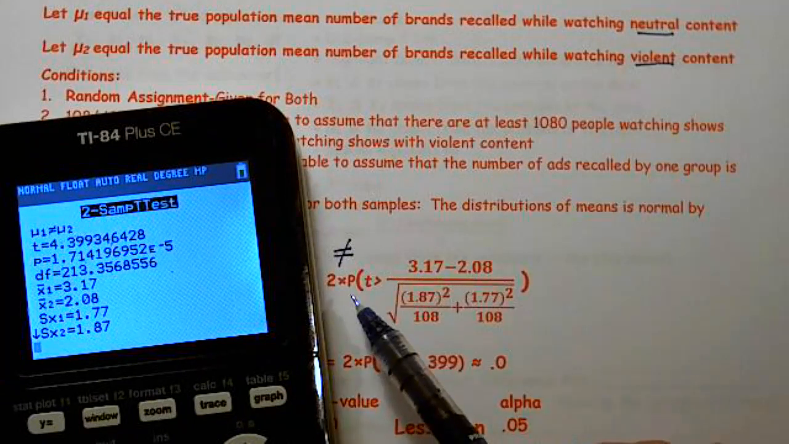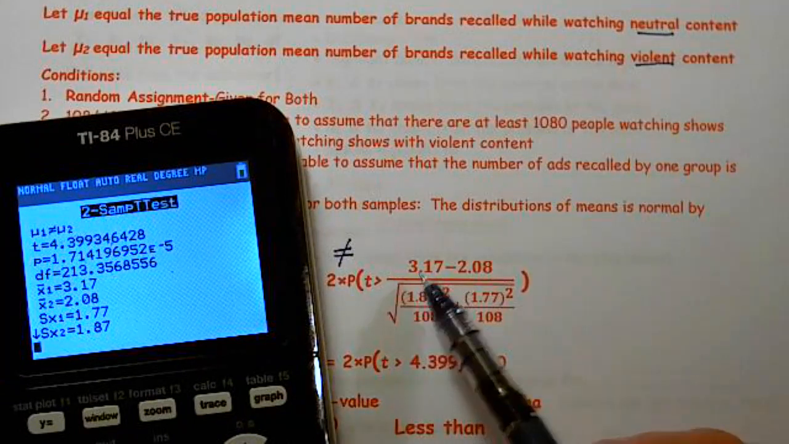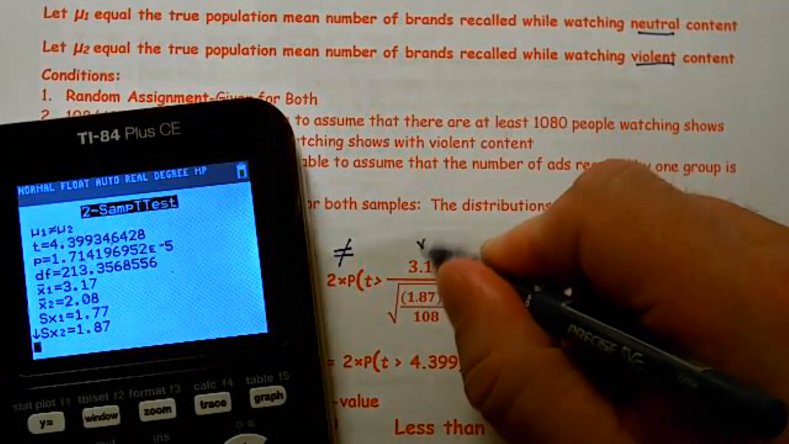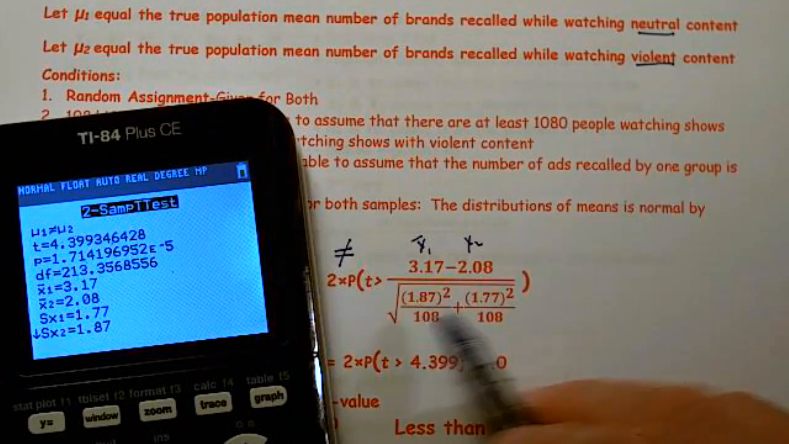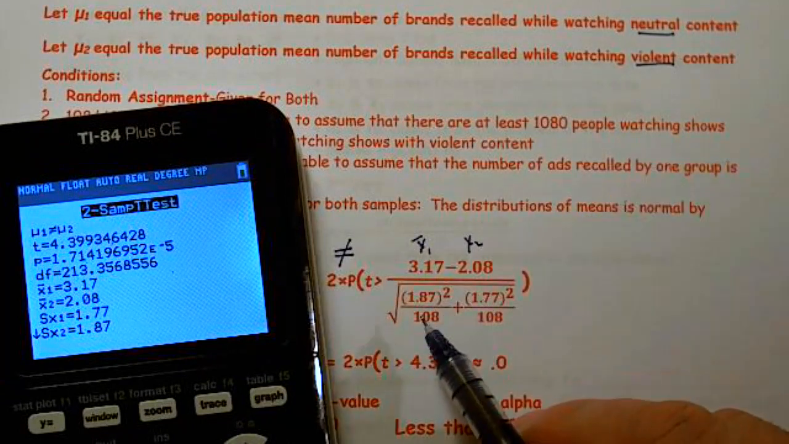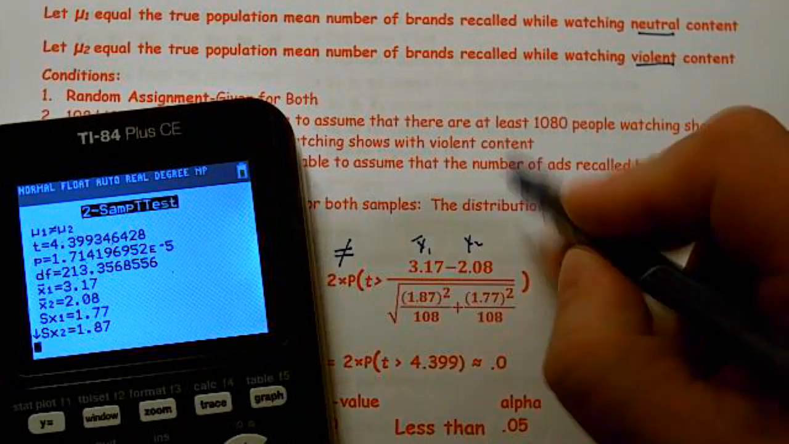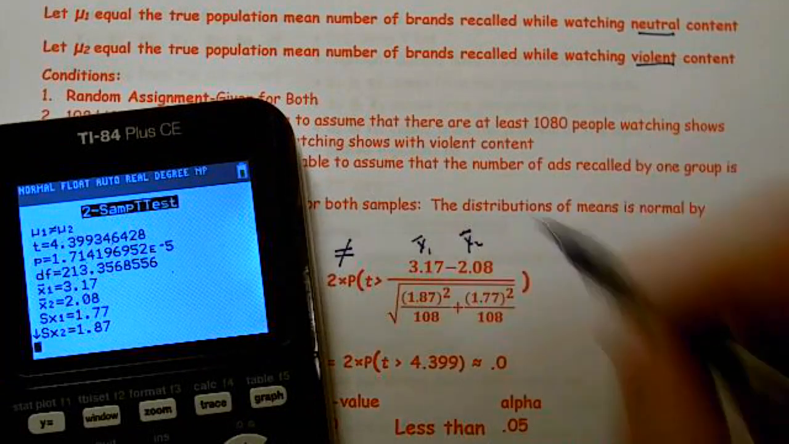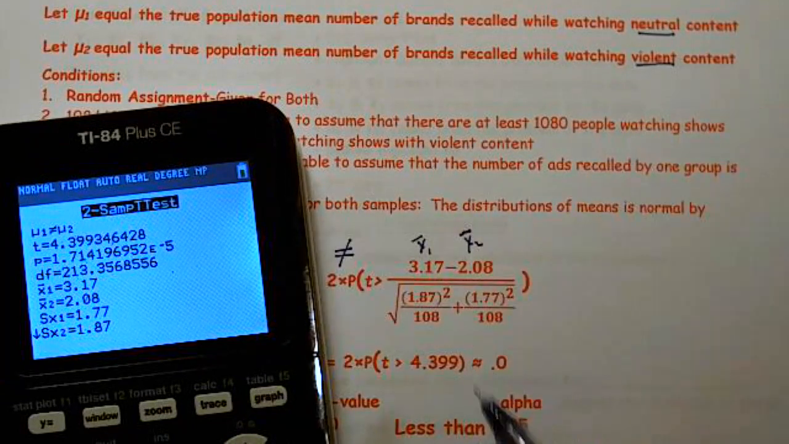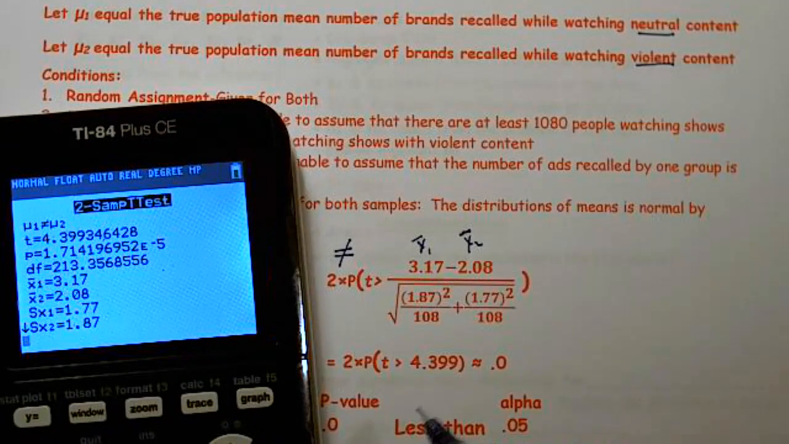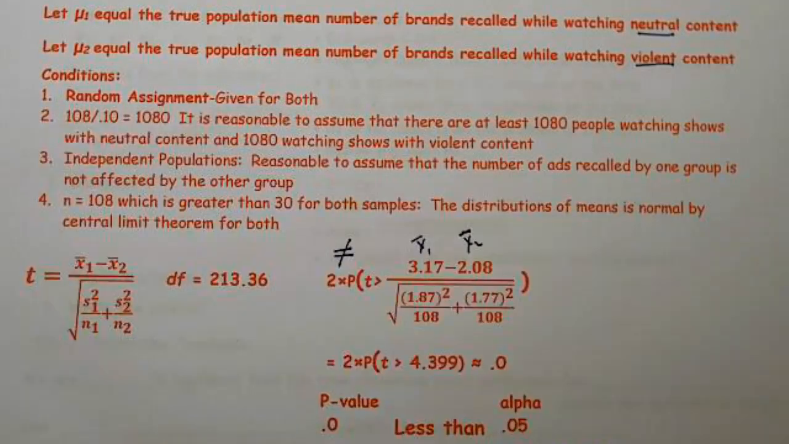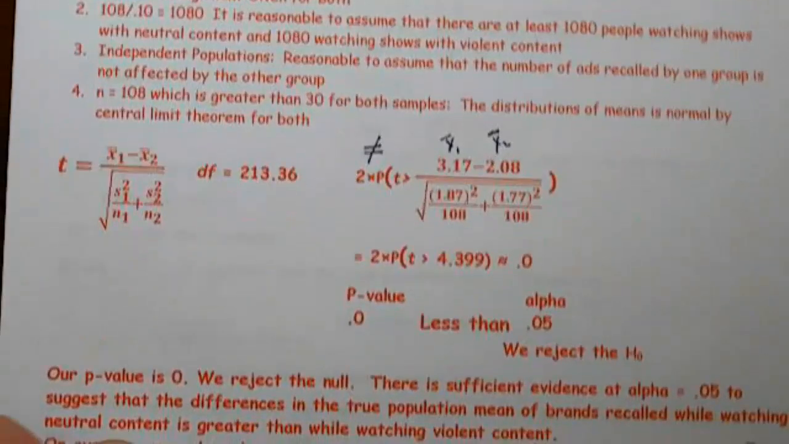So 2 times P(T is greater than the test statistic), x̄1 minus x̄2 over S1, S2. Remember, you have to square standard deviations before you add them. So that's what's happening down here in the denominator. We got almost 0. It's got 4 zeros. Anytime you have 4 zeros, I just write 0. P-value is 0.